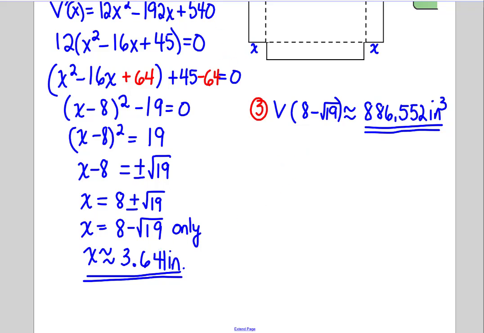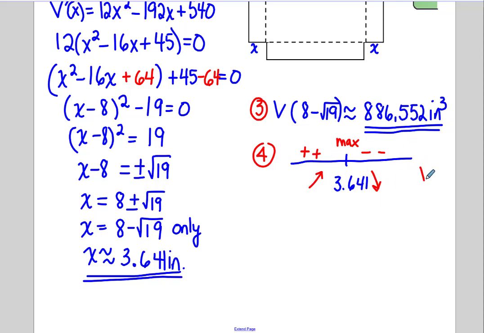If you want to do the first derivative test, or your teacher asks you to do that test, you can easily do that. At 3.641, you have a maximum because the derivative changes signs from positive to negative, and the function changes from increasing to decreasing. This is the volume. This is the derivative.